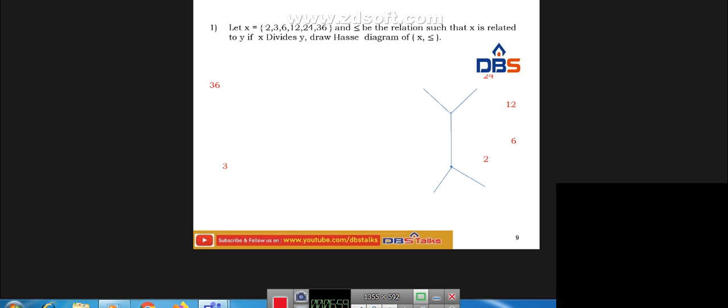See, first of all, the given X equals {2, 3, 6, 12, 24, 36}. In that process, first of all, we have to draw the relation. The relation is less than or equal to, and it will be divides: (2,6), (2,12), (2,24), (2,36), (3,3), (3,6), (3,12), (3,24), (3,36), (6,6), (6,12), (6,24), (6,36), (12,12), (12,24), (12,36), (24,24), (36,36). So likewise we have to draw the relation.